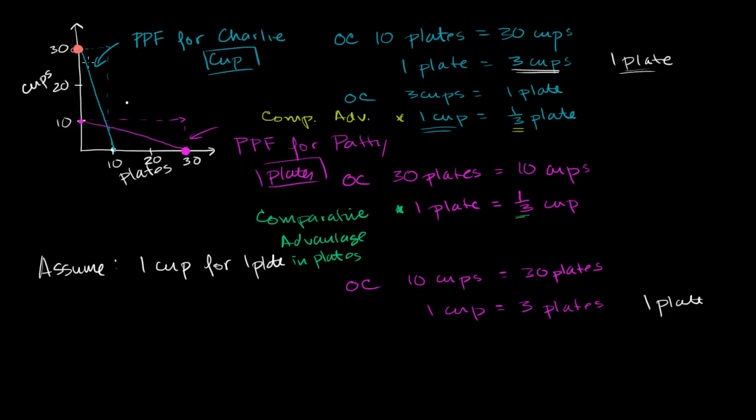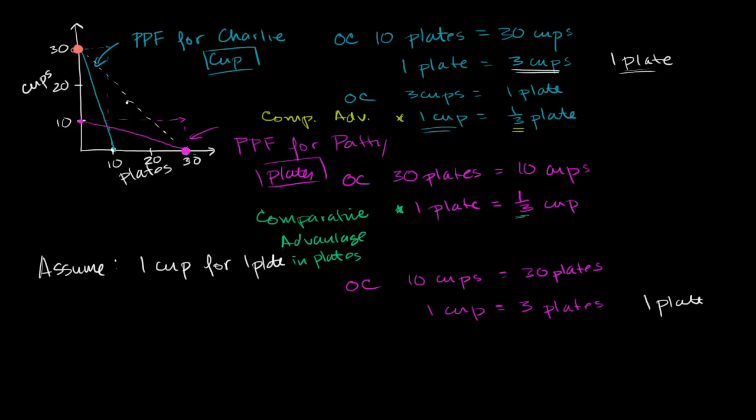And so they can each do this. For example, Charlie can keep trading cups for plates, and he could end up anywhere on this line over there. And Patty could actually do the same thing. She could trade plates for cups and end up someplace over there. But obviously where they end up depends on how much the other one is willing to trade. But let's say they both want to get to that 15-15 scenario.